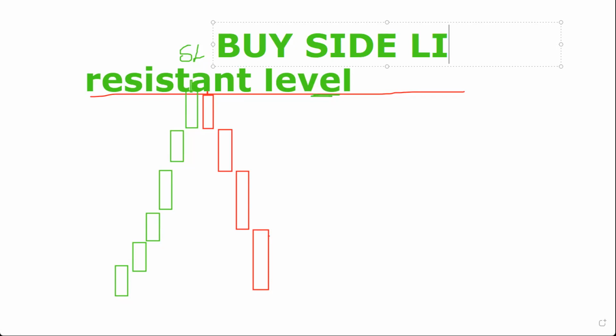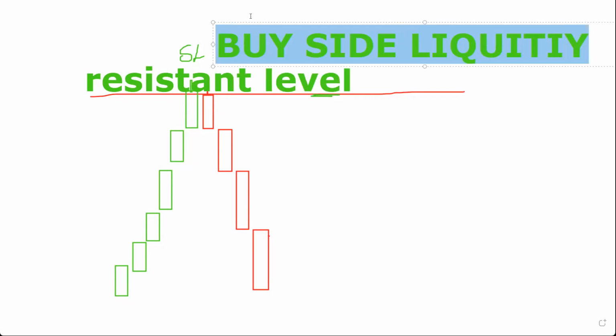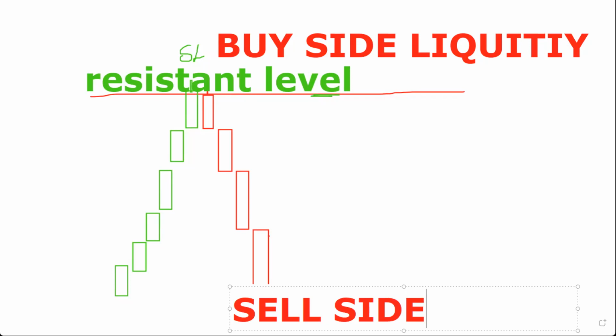Okay, buy side liquidity. This is the area where the market gives you the chance to buy or sell; in the buy side you have to go for a sell option. And where does the sell side liquidity reside? Sell side liquidity resides down here, on this side, at the support level. Okay, liquidity.